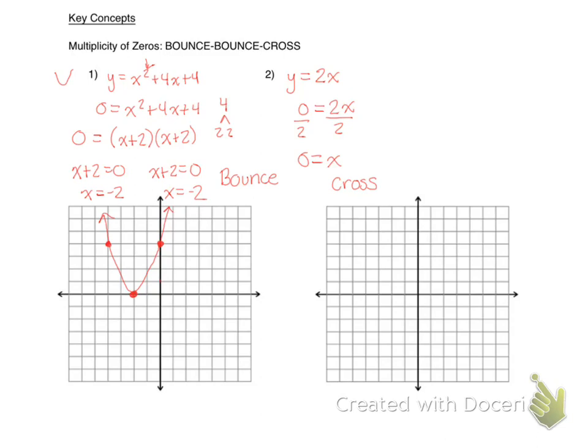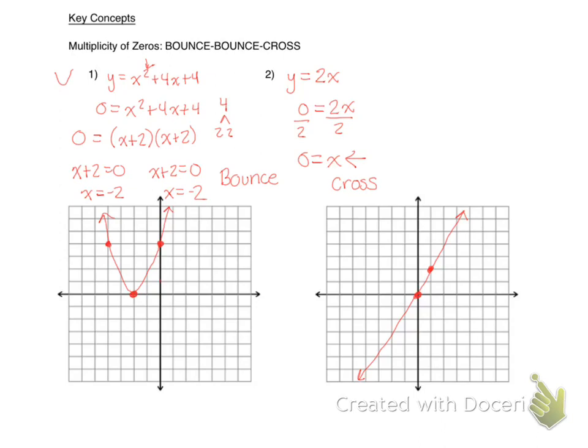So think back to the very beginning. How am I going to graph this? Where's the y-intercept? It's at (0, 0). And what's the slope of this function? Well, it's 2, so you're going to go up 2 over 1. And you have a graph that looks like that. Because this 0 only happened once, it crossed the x-axis.